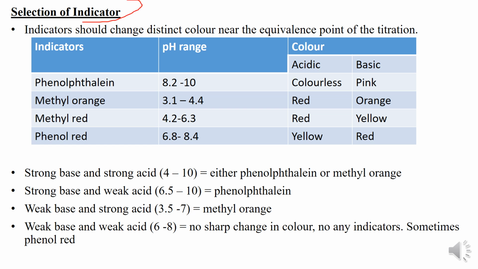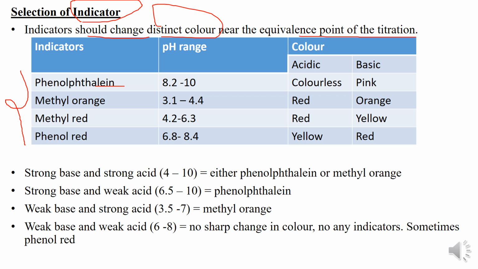Selection of indicator. This topic is very important. Indicators should change to a distinct color near the equivalence point of the titration. Only after the change in color of the indicator do we know the completion of the reaction. If the indicator does not change color near the equivalence point, then we do not know the endpoint of the titration, or whether the reaction is completed or not. So in this case, we have to select a type of indicator which shows a sharp change in color at the equivalence point of the titration.